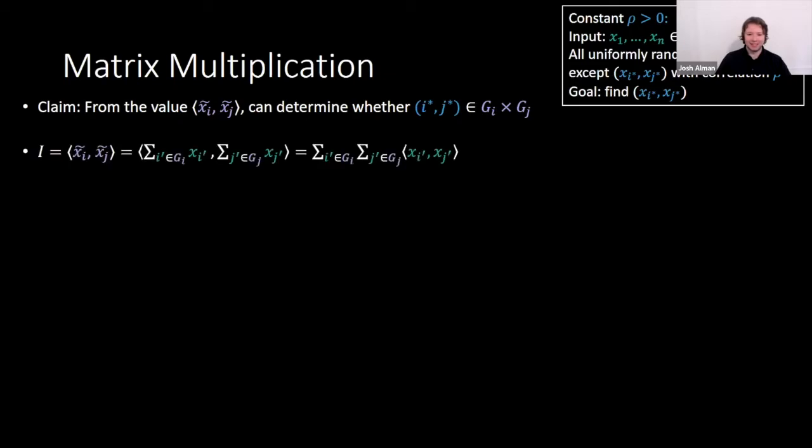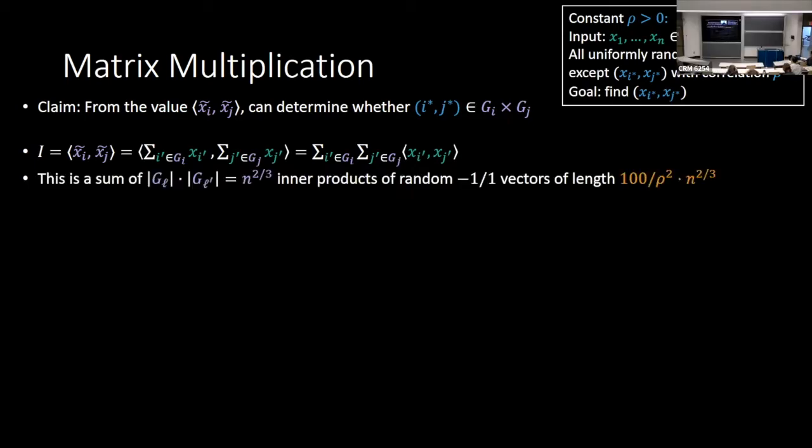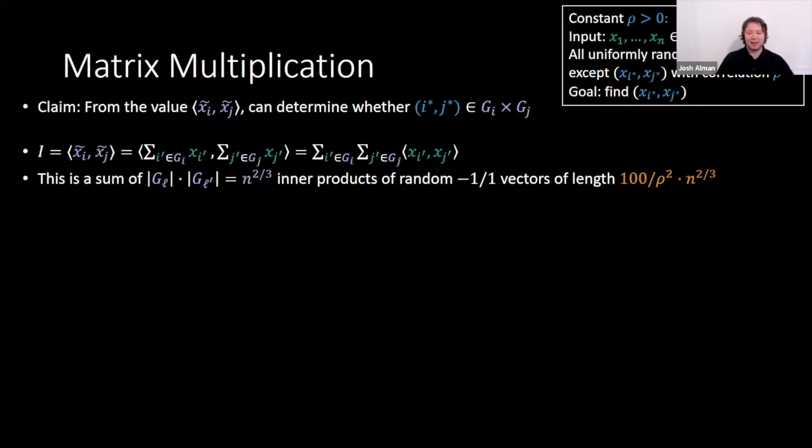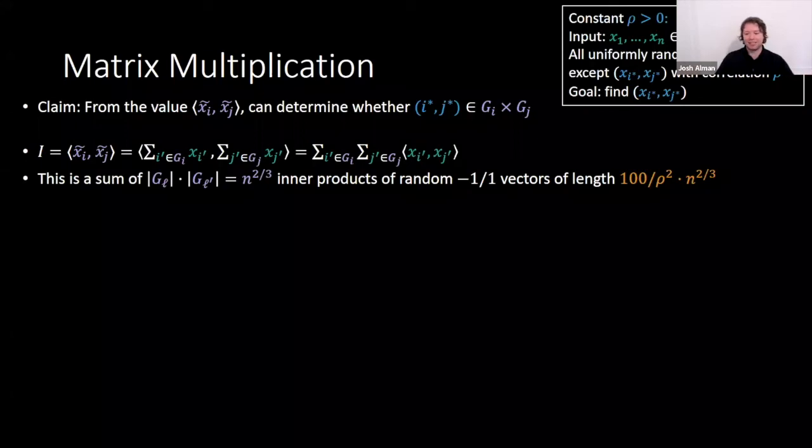So here's what the inner product of the group vectors looks like. It's just the inner product of the sum over everything in the ith group and the sum over everything in the jth group. So it's the sum over all the pairs of vectors of their inner product. Okay, so what does this thing look like? Well, it looks like a sum of n^(2/3) inner products. Here I'm summing over two different things of size n^(1/3). So it's the sum of n^(2/3) inner products of random -1, 1 vectors whose length is some constant times n^(2/3).